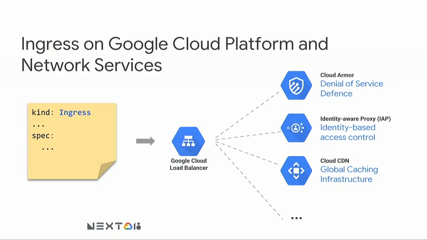Control access to your internal applications at application-level granularity using identity-based access control with Identity-Aware Proxy. Cloud IAP, or Identity-Aware Proxy, lets you establish a central authorization layer for all your applications accessed by HTTPS, so that you can use application-level access control instead of the older network-level firewalls, which give you all-or-nothing access-level granularity. Third, leverage a globally distributed caching infrastructure for all your low-latency applications using Cloud CDN.